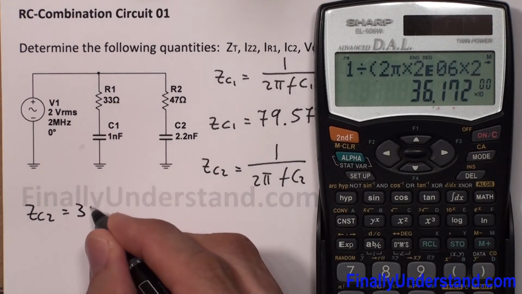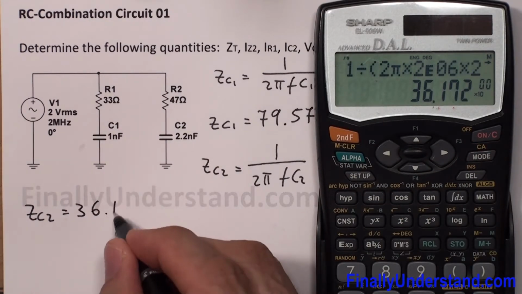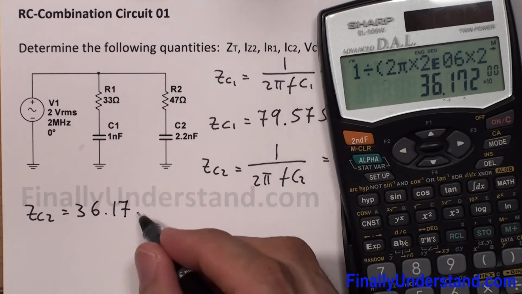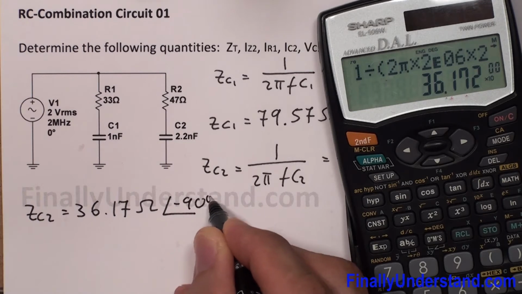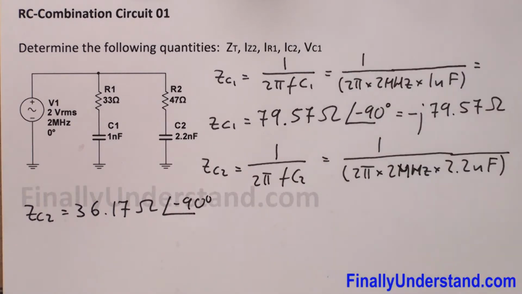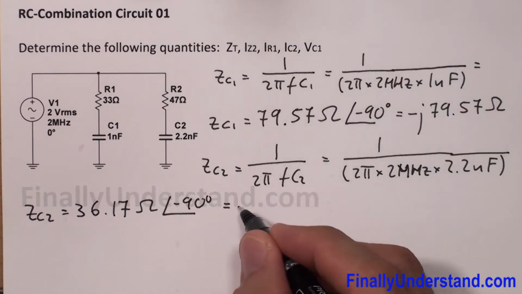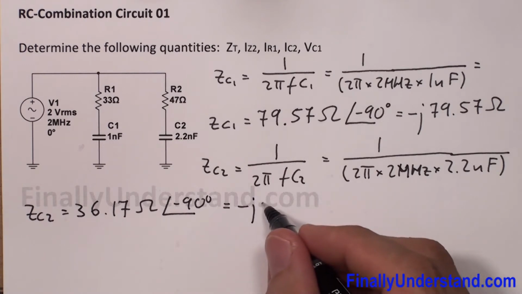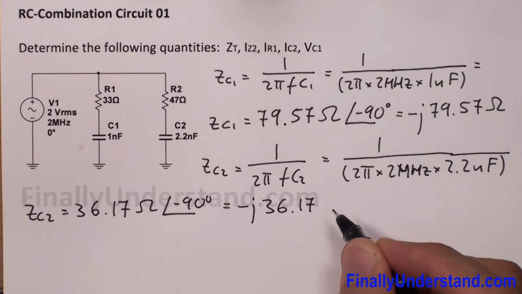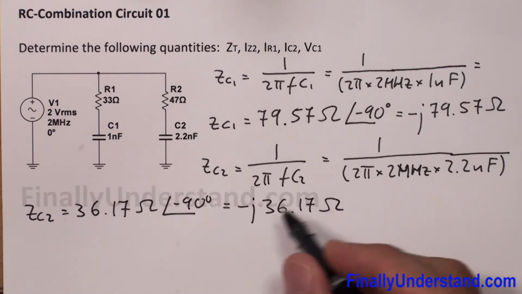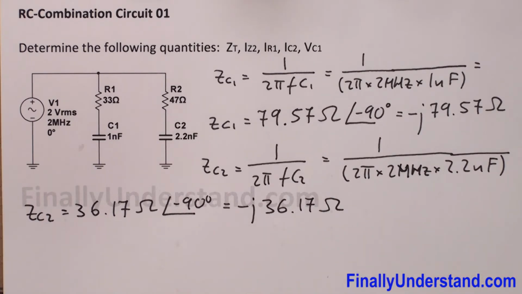36.17 ohms and angle of negative 90 degrees. Or you can write that this is equal to negative J 36.17 ohms. Either answer is correct.